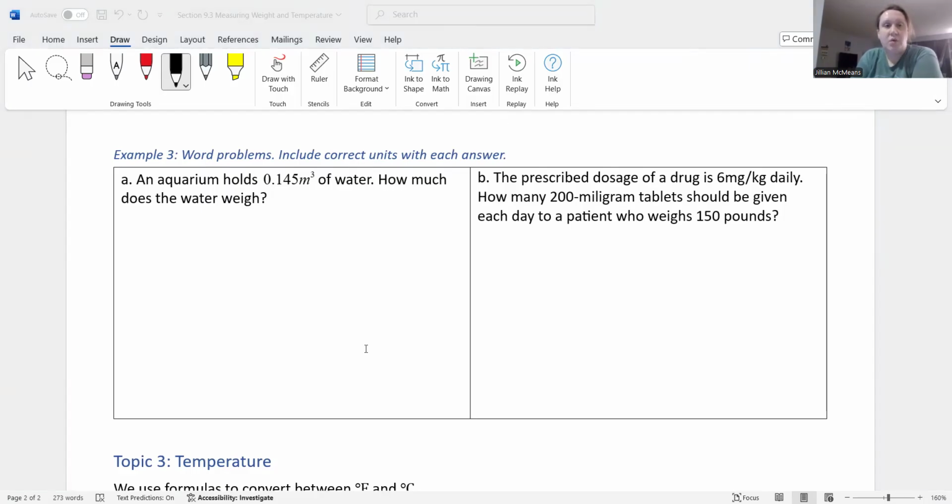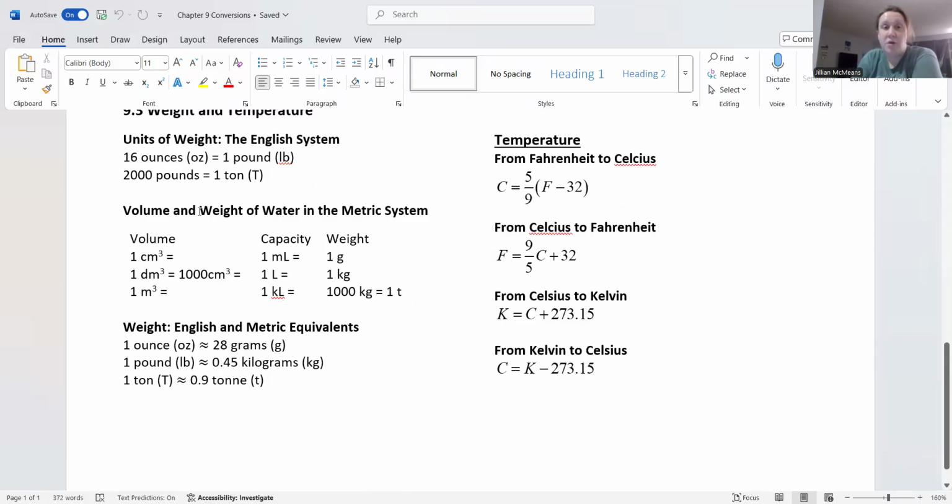All right. So right here, we have volume and weight of very specifically water in the metric system. So we had a cubic meter, and we need to know how we can compare that, as far as weight is concerned. So 1 cubic meter is equal to 1 kiloliter. So that's like 1,000 liters, and that has a weight of 1,000 kilograms. Okay. So we're saying basically 1 liter of water weighs 1 kilogram. So we have 1 cubic meter is equal to 1 kiloliter, which equals 1,000 kilograms.